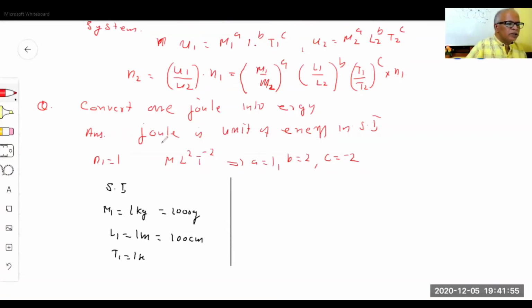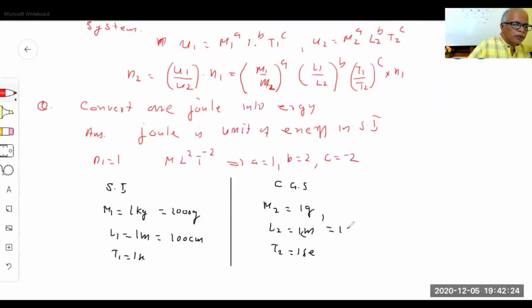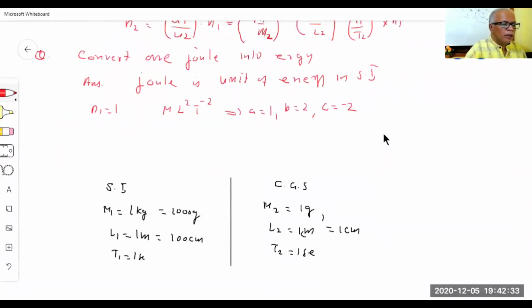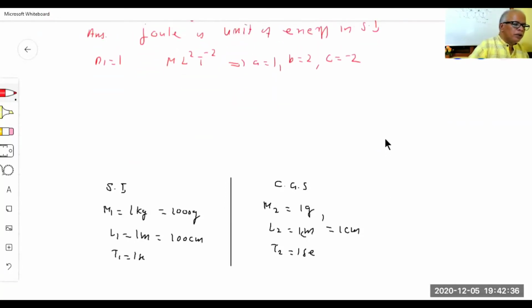Joule is the unit of energy in SI, erg is the unit of energy in CGS. So in CGS, M2 is equal to 1 gram, and L2 is equal to 1 centimeter. And T2 is equal to 1 second. So what will you get here? We'll do it here.